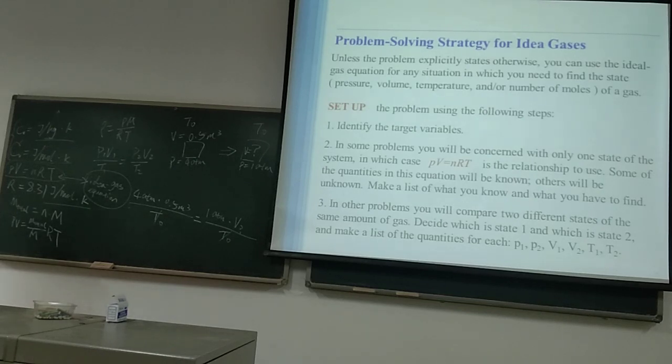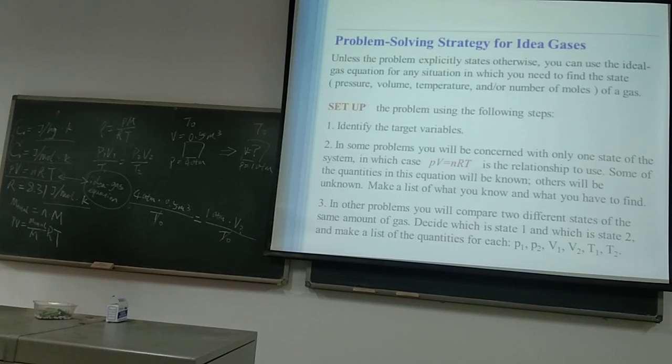When you want to solve a problem, you can use the following steps. The first, identify the target variables: the pressure, or the volume, or the temperature, or the mass. In some problems, you will be concerned with only one state of the system, in which case PV equals nRT is the relationship to use. Some of the quantities in this equation will be known, others will be unknown. Make a list of what you know and what you have to find.